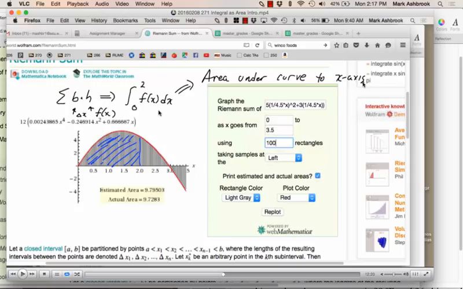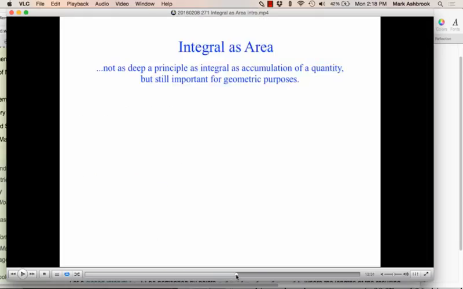Before we said what? It was the total change in the quantity from 0 to 2, whose rate of change was f, right? But now f doesn't have to be a rate of change function. It could be any function. And for whatever reason, we're interested in the area under that red curve down to the x-axis. And so that's this new meaning for integral in terms of geometry. Does it make sense? I think now we're up to that.